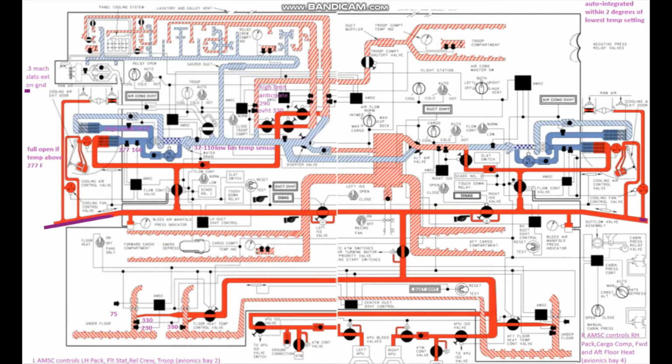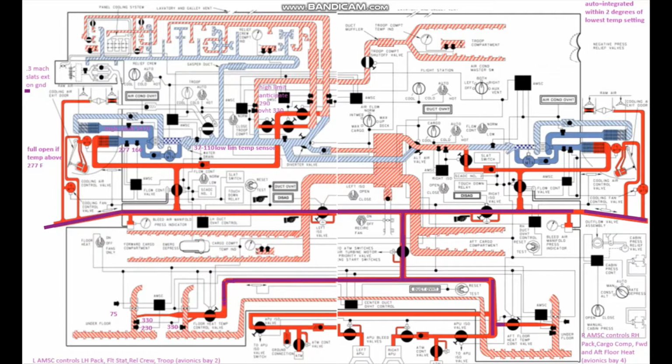Alright, lastly, we'll go into some underfloor heat. So we had bleed air in our cross-ship manifold over here. Now, bleed air will also make its way down this ducting through our priority valve, and it will allow bleed air to make its way through here to our underfloor ducting.